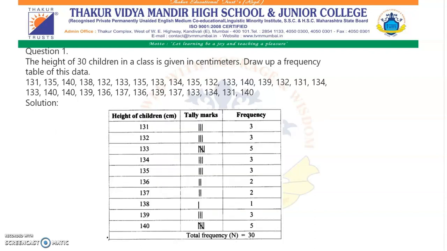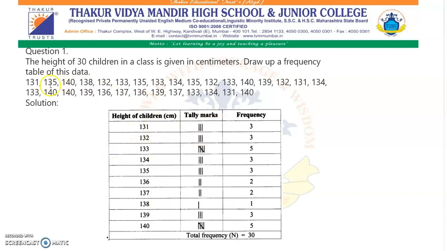For example, the height of 30 children in a class is given in centimeter. Draw up a frequency table of this data. See, the numbers are given here. We will write this height of the children in centimeter first in ascending order. The lowest height is 131 and the highest is 140. So we will write their heights according to ascending order.